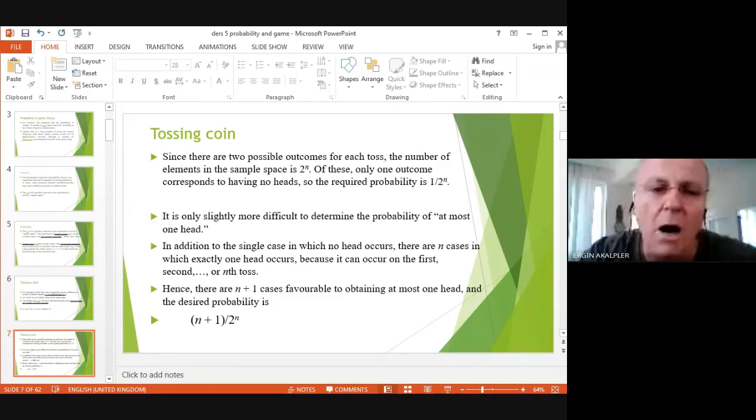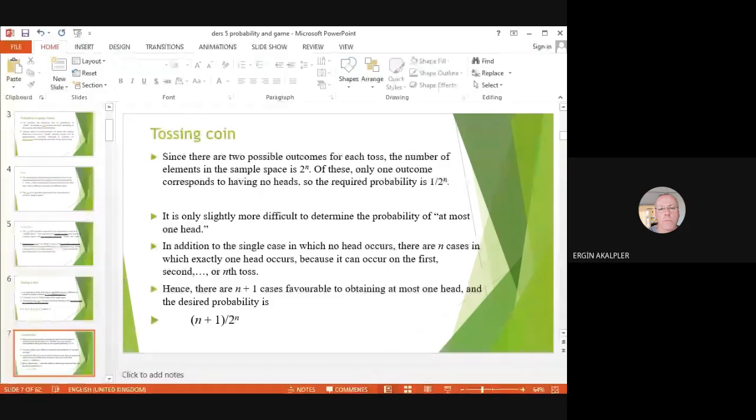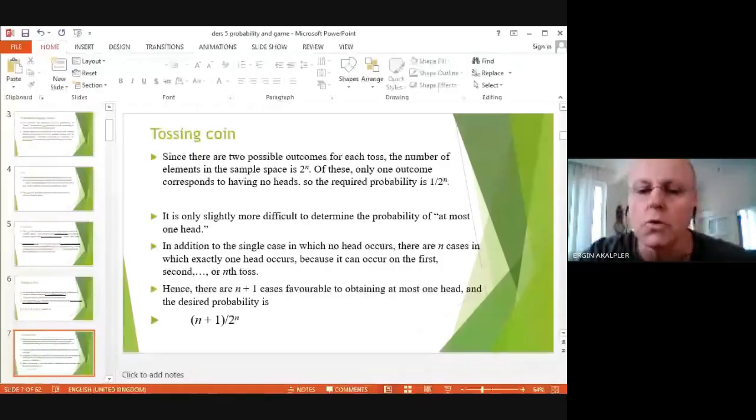Only one outcome corresponds to having no heads, so the required probability is 1 over 2 to the power of n. Therefore, every next toss will give you this much of combination between these two head or tail options on the coin. It is only slightly more difficult to determine the probability of at most one head. In addition to the single case in which no heads occur, there are n cases in which exactly one head occurs, because it can occur on the first, and second, and then third.